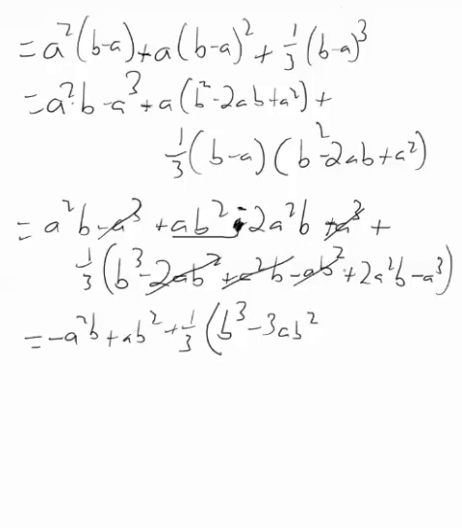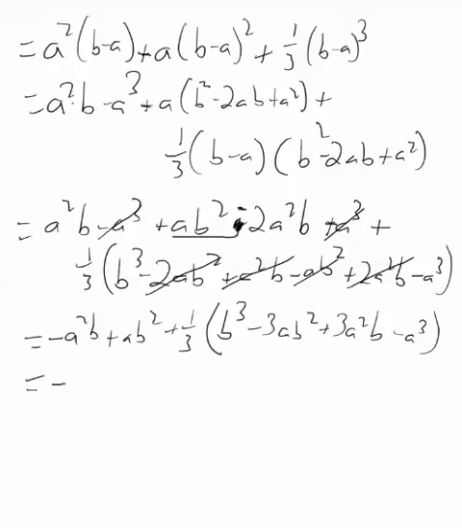plus a squared b plus 2a squared b. That's plus 3a squared b. And then minus a cubed along for the ride. The 1/3 kind of works a little bit here. I can take care of the 3's, but I can't do much about the b cubed and a cubed. So let's just go with that.